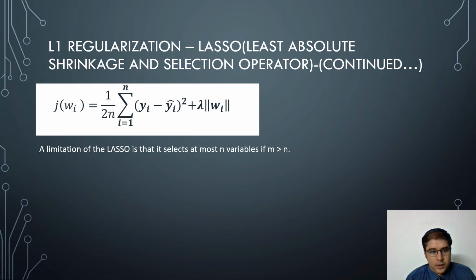So this is the formula for the cost function in the case of L1 regularization. A specific lambda is chosen, which is multiplied by the modulus of the weight at that dimension. A limitation of lasso is that it selects at most n variables if m is greater than n.